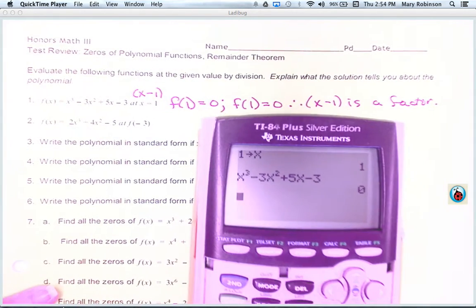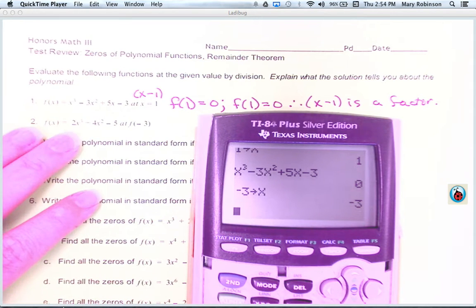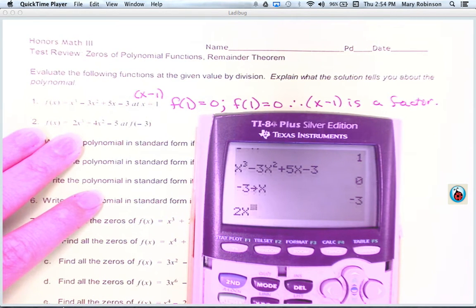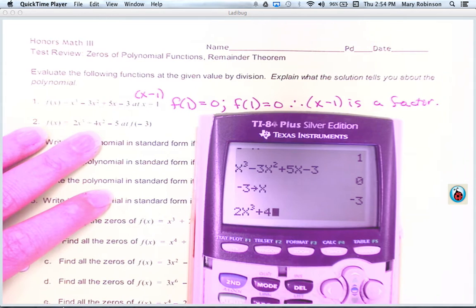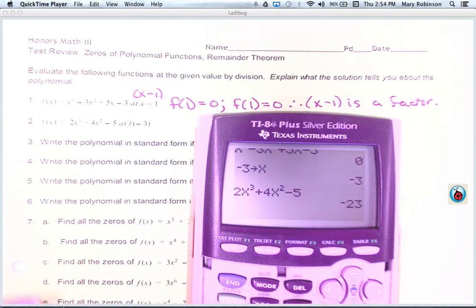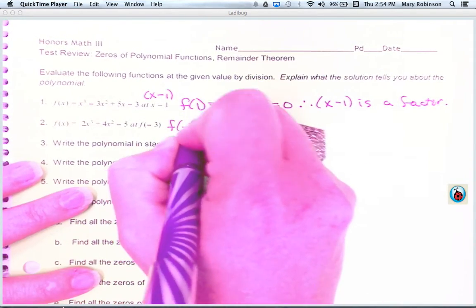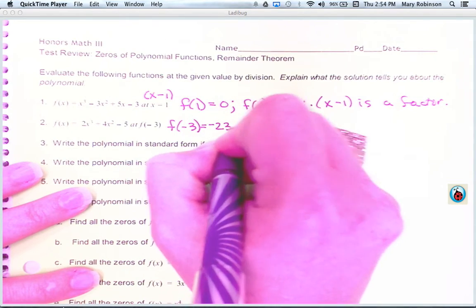Next, we need to evaluate negative 3. So 2x cubed plus 4x squared minus 5. Make sure I've typed it in right. And the value is negative 23. So we say that f of negative 3 is equal to negative 23.